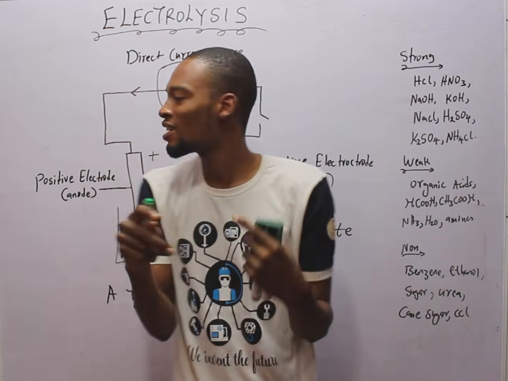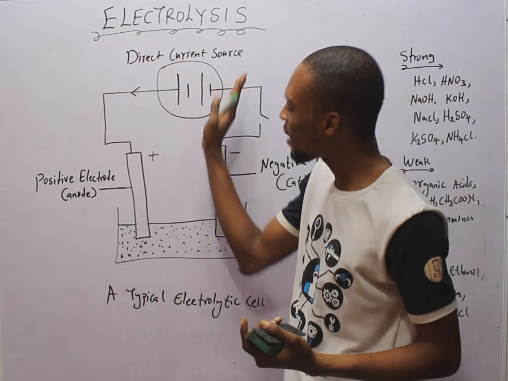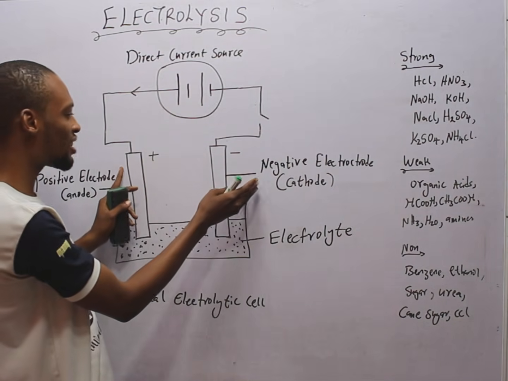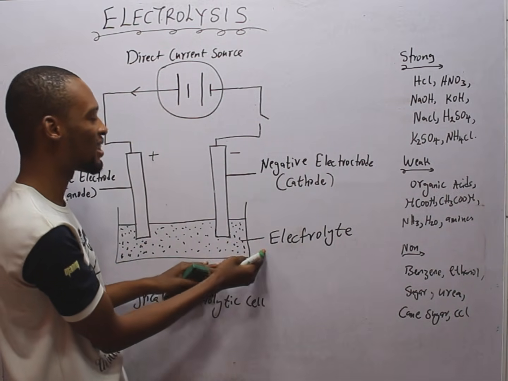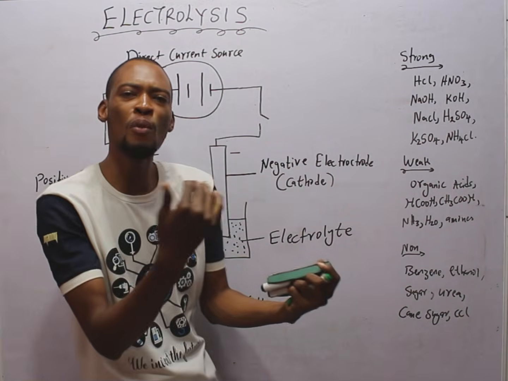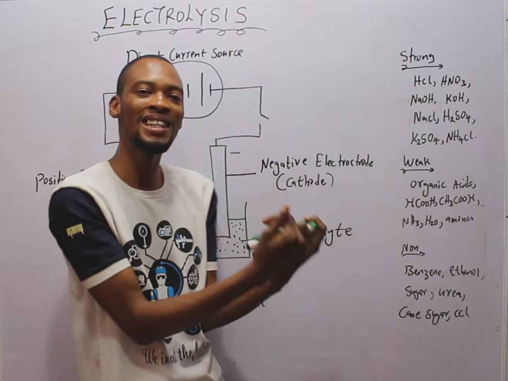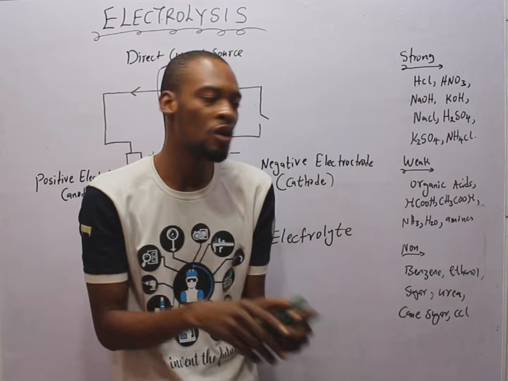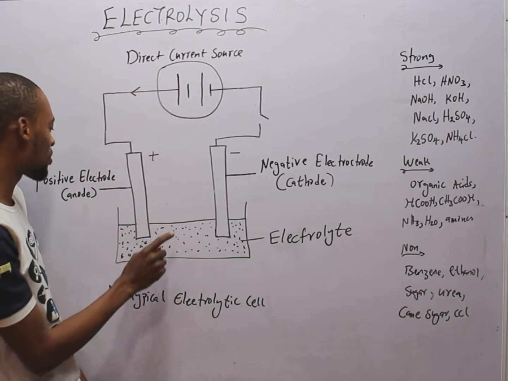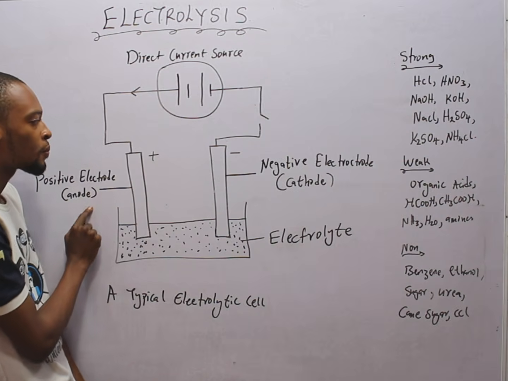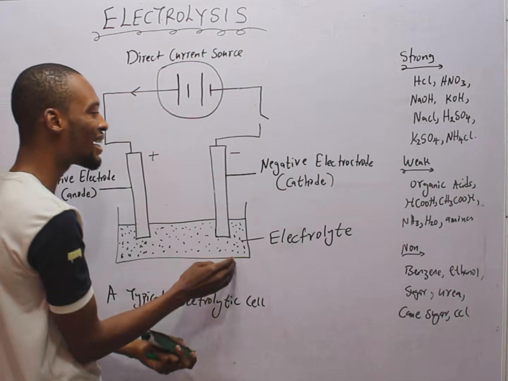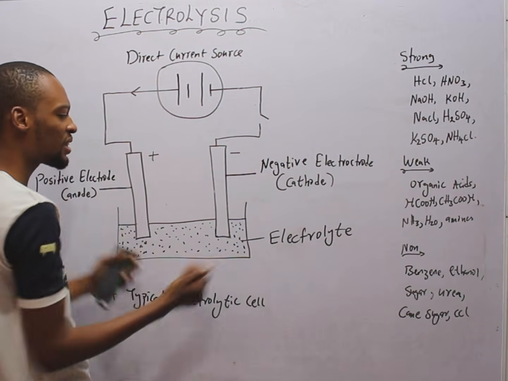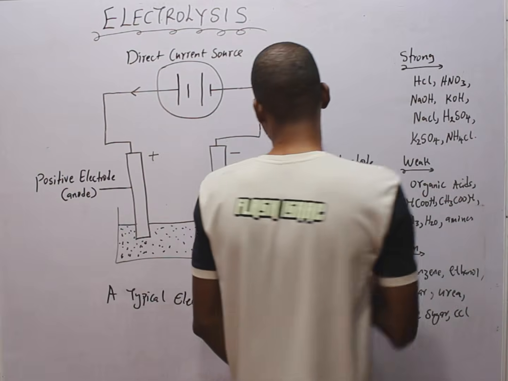Mechanisms of electrolysis. Direct current is passed to the electrolytes via the electrodes. These are the electrodes. And in this case, the electrolytes decompose to form their component ions, positive ions or negative ions. Positive ions are cations and negative ions are anions. So anions, negative ions, migrate to the anode. Cations, positive ions, migrate to the cathode. And discharge takes place at the electrodes. That is electrolysis.